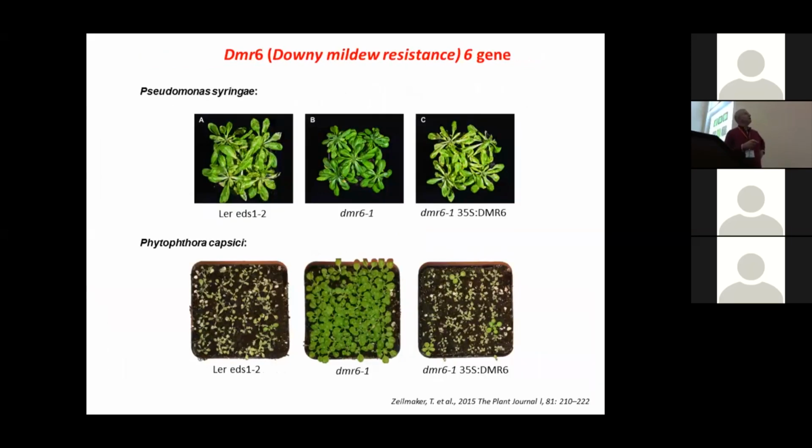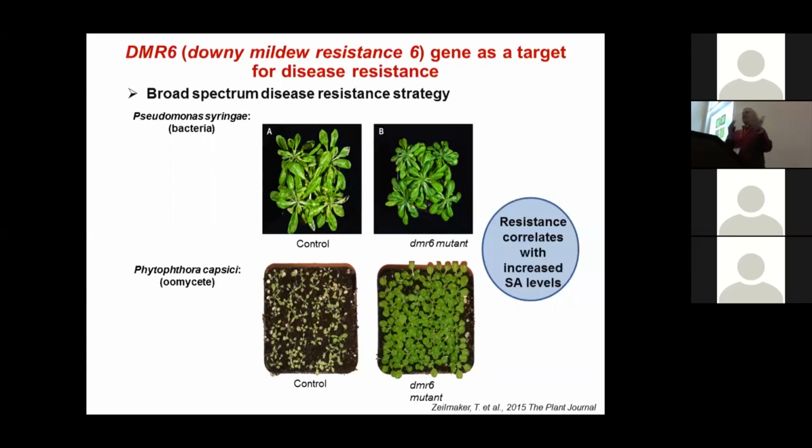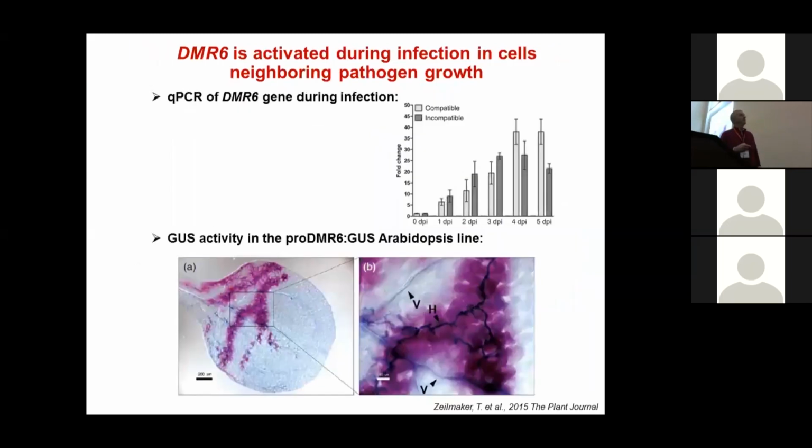So, downy mildew resistant gene 6, interestingly enough, not only gave resistance to HPA, it gave broad spectrum resistance to Pseudomonas syringae and Phytophthora capsici. So it was quite interesting. Most likely a lot of this correlates with increased salicylate levels. But oftentimes when you increase salicylate levels, you get stunted or really small dwarf plants. In this particular case, there doesn't seem to be a major off-type with this mutant. There may be a reason for that.